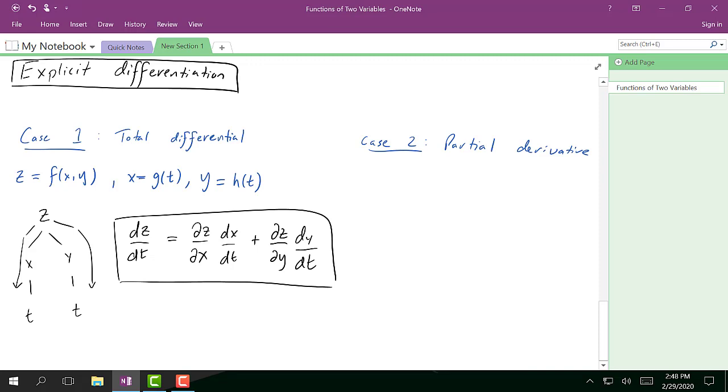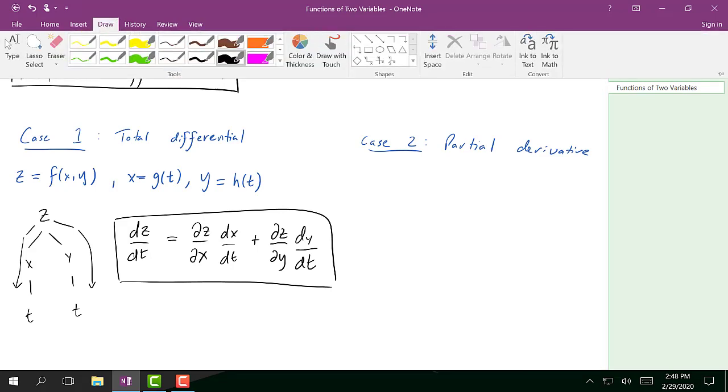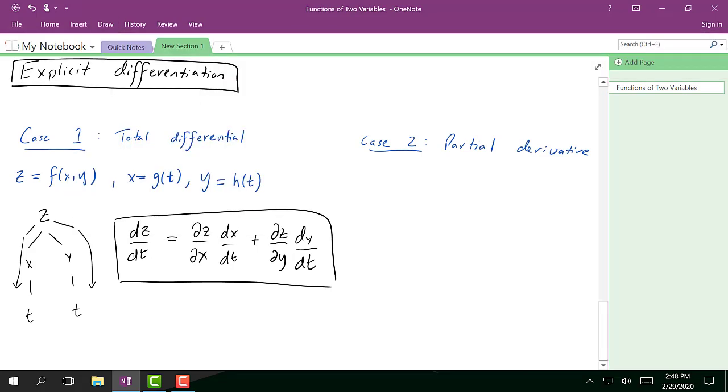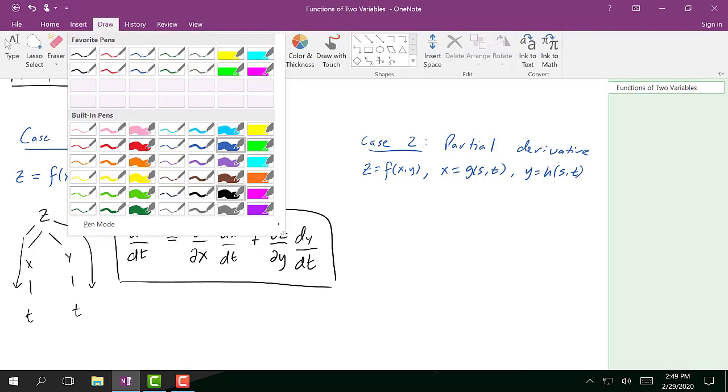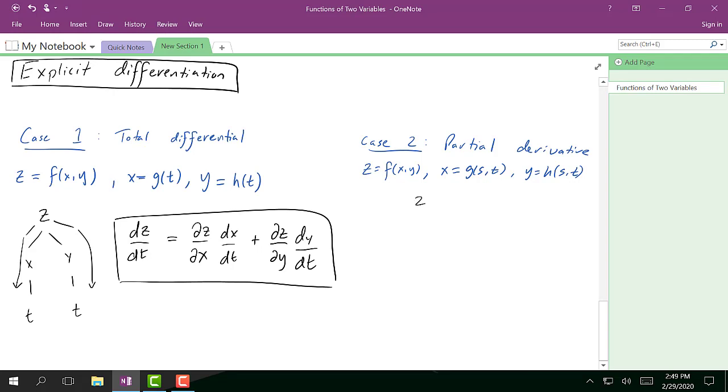Okay. On the right hand side, we're going to have something a little bit different, though not entirely different. So z is a function of x and y. x is now some function of two variables. Instead of t, it's going to be s and t. And same thing for y, some other, potentially different function of the same variables. So for here, our drawing is going to look like this. You get x and y, and now we have two more branches.